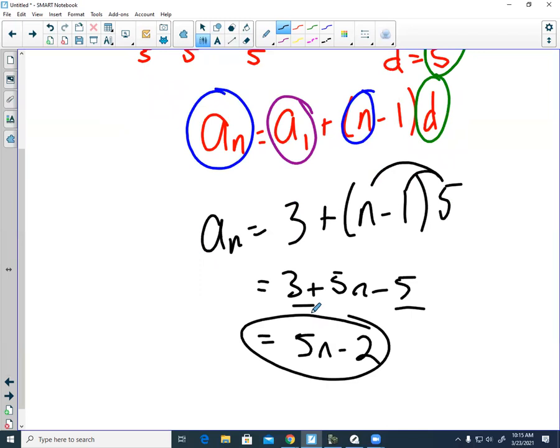Okay. This is how all of them are in this section. They all can be rewritten as something like 3n plus 1 or 5n plus 2 or 6n minus 7. They can all look like that. So any time on a test or anything, if it's arithmetic, just do that, and it will always work.